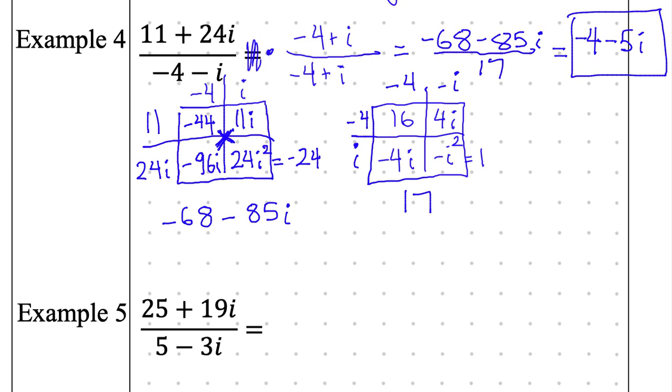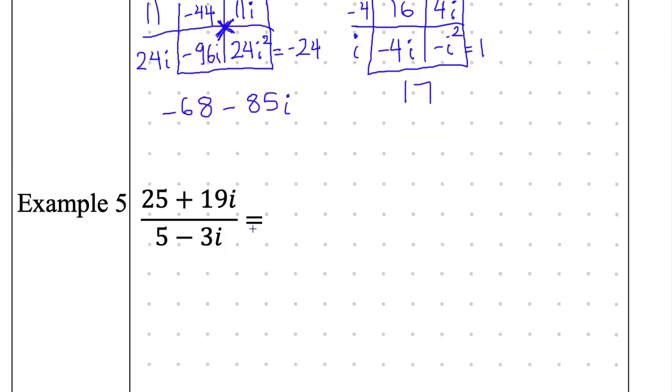I'll be walking around and helping. All right, here we go. So I'm going to multiply the top and bottom by what and what? Quiet raise hand. What am I multiplying the top and bottom by? 5 plus 3i. Quiet raise hand, please.